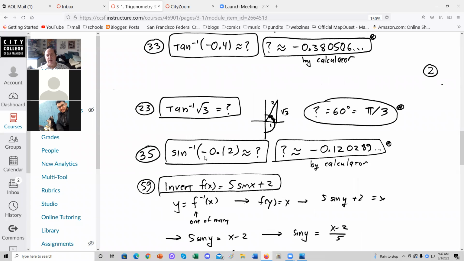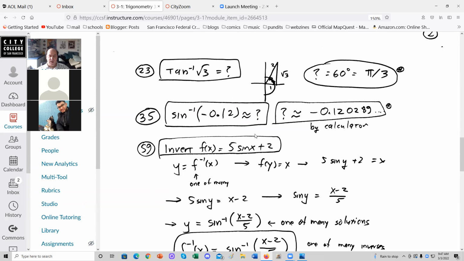And here we have arcsine of negative 0.12. Again, you run to the calculator and it'll give you negative 0.120289 radians. A different number if it is put in degrees. Okay, for this one, they ask to invert a function. And all right, it'll be an inverse because really arcsine is one of many inverses of sine. But we'll go for that anyhow.